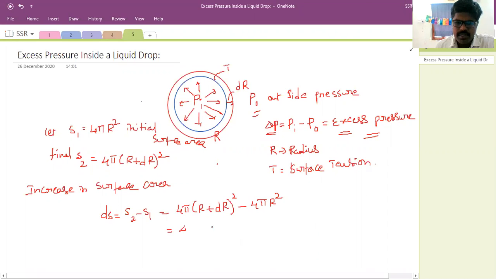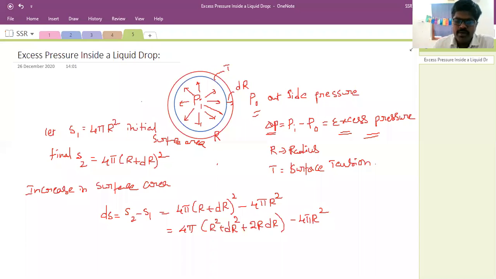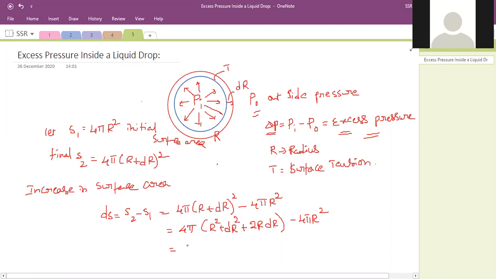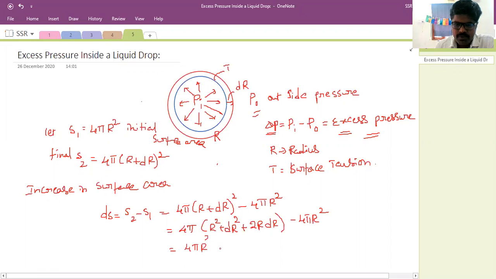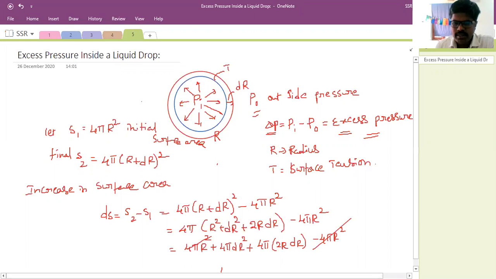So 4 pi into r plus dr whole square, that is r square plus dr square plus 2r into dr, minus 4 pi r square. My dear students, please react, whether you are following this page or not. I need to understand. Yes, sir. Right. So here 4 pi r square plus 4 pi dr square plus 4 pi into 2r into dr minus 4 pi r square. The 4 pi r square terms will be cancelled, right?